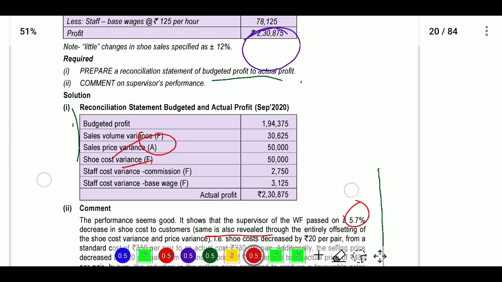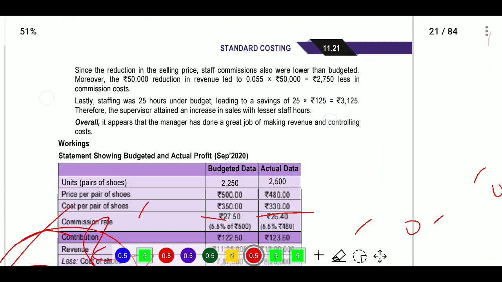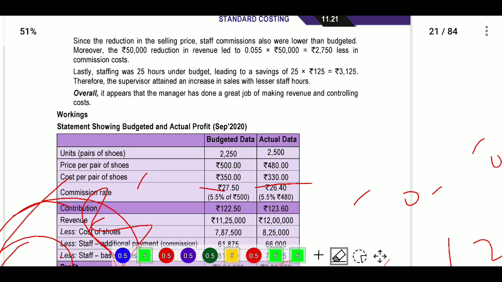How much volume was increased? Here we will see. Actually, we had budgeted 2250, but the volume increased to 2500. Even though the selling price was decreased, we have increased our volume also. Our selling price was decreased, we increased the quantity, and that is what we normally get.